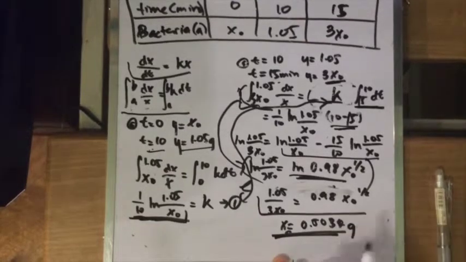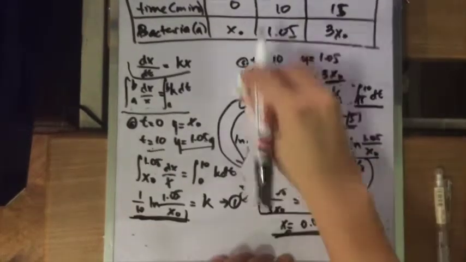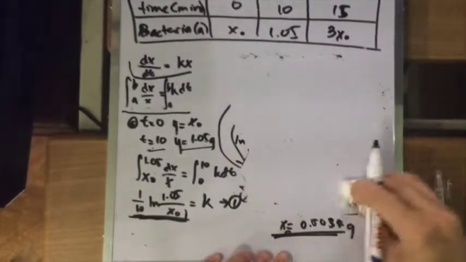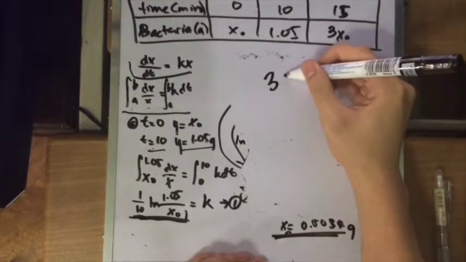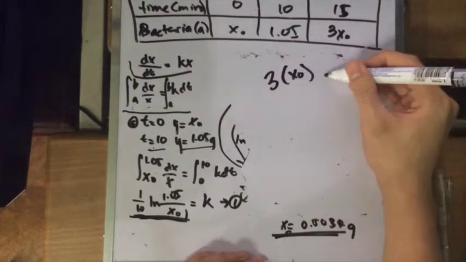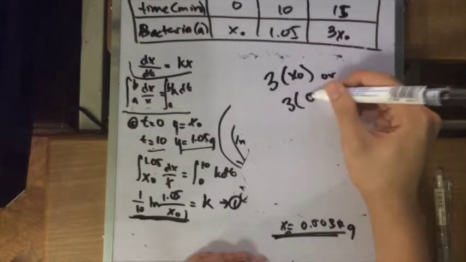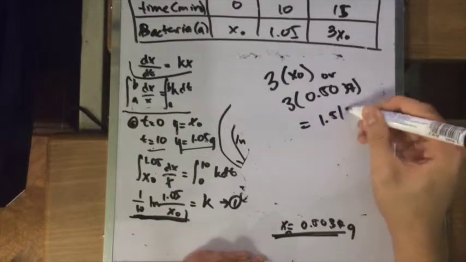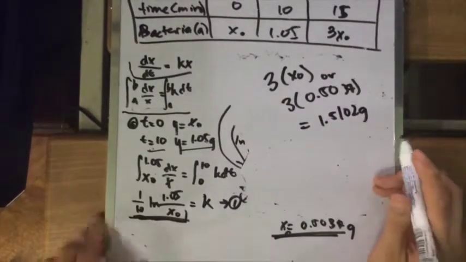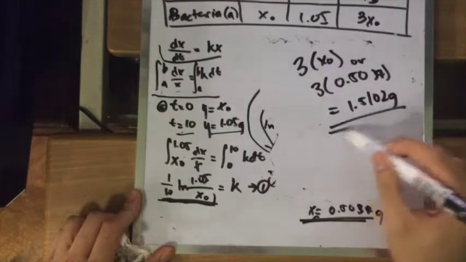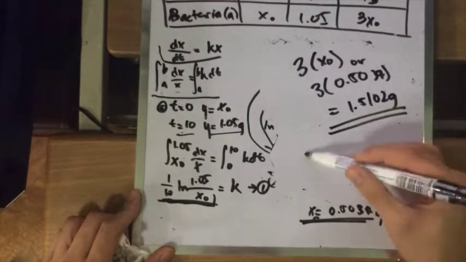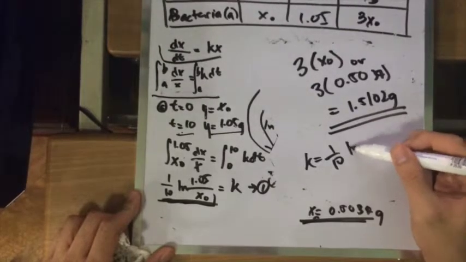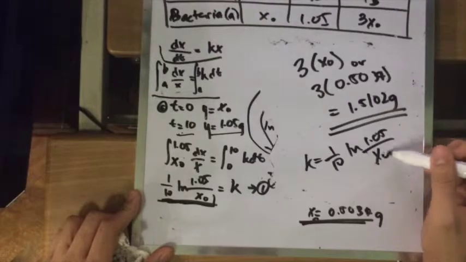grams. Now, we would have to get the amount at 15 minutes, which is 3 times this amount. So 3 times x naught, or 3 times 0.5034, you would get 1.5102 grams. And by solving for k, substitute the value of the initial amount of bacteria with this.